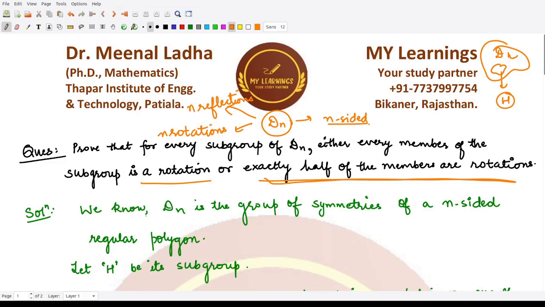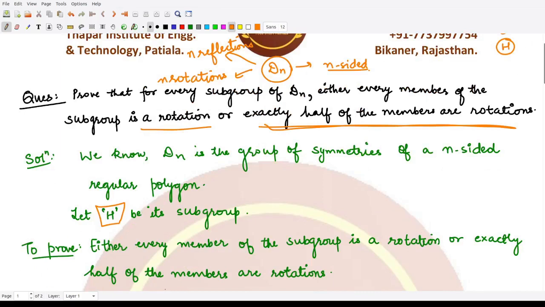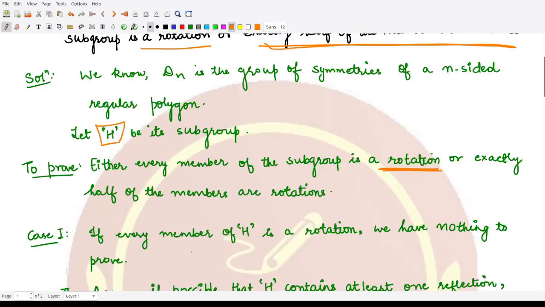So now let's consider this. We assume that H is a subgroup, right? In the first case, if every member of this subgroup is a rotation, then we have nothing to prove. Our result is proved in this case, right?